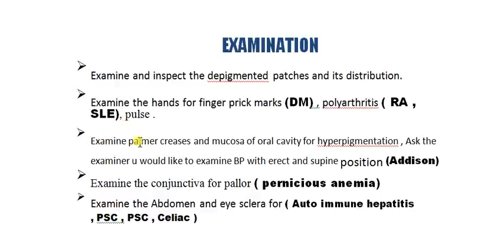Examine palmar creases of the hands. We are still in the hands. Examine the palmar creases and the mucosa of the oral cavity with a torch for hyperpigmentation of Addison. And ask the examiner, I'd like to measure this patient's blood pressure in erect and supine position for Addison as well. For pernicious anemia, you can examine the conjunctiva of the eye for pallor, and the eye sclera for jaundice of autoimmune hepatitis, primary biliary cirrhosis, primary sclerosing cholangitis.